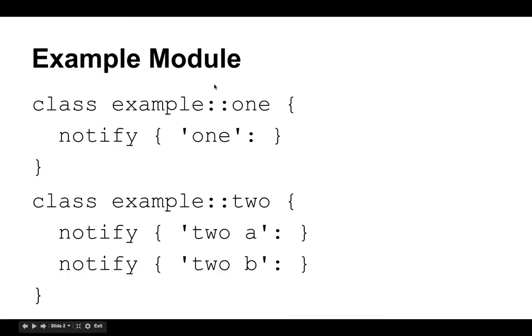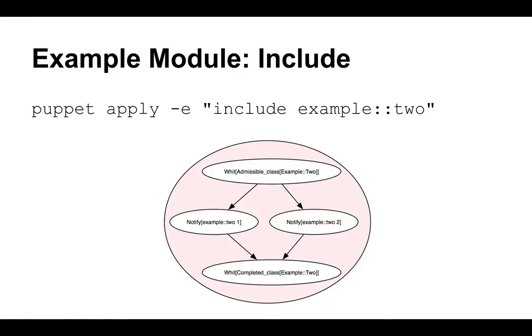So to set things up, I've got this example here. Two classes, example::1 and example::2. For the sake of demonstration, they just each have one or more notify resources. Example 1 has one notify resource, and example 2 has two notifies. If I were to do a simple puppet apply -e 'include example::2', this is a snippet of what the resulting catalog would look like.